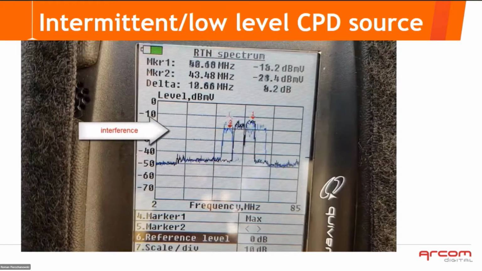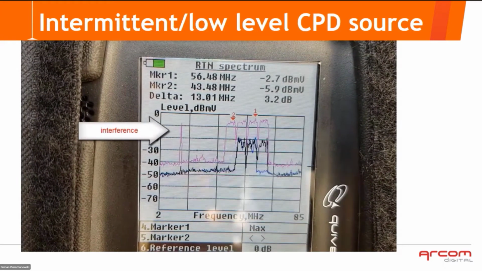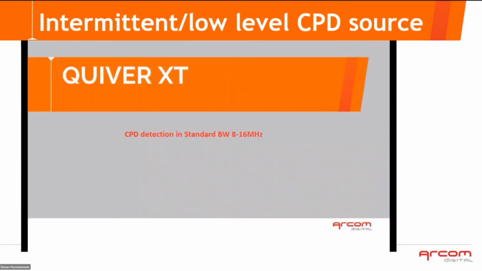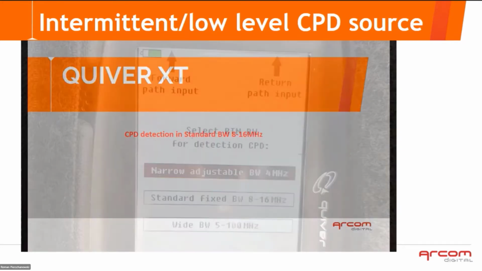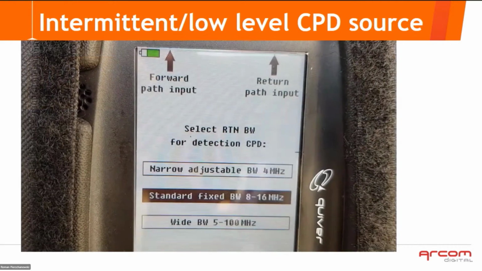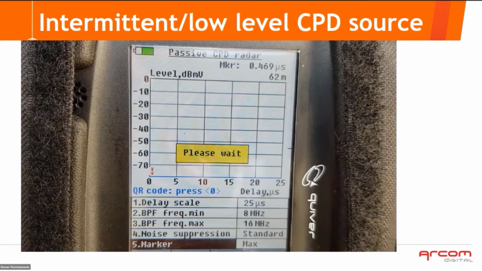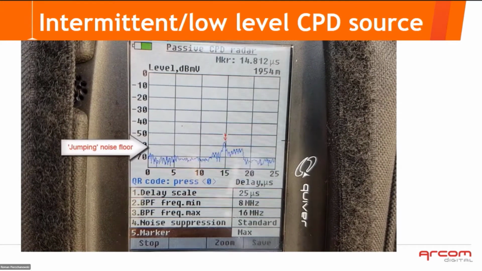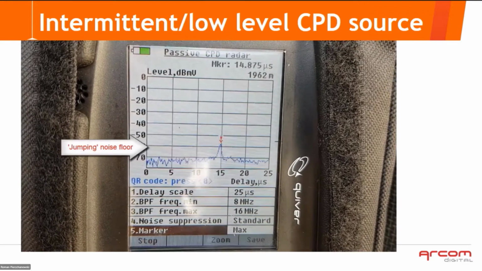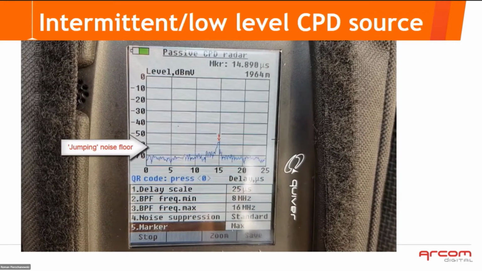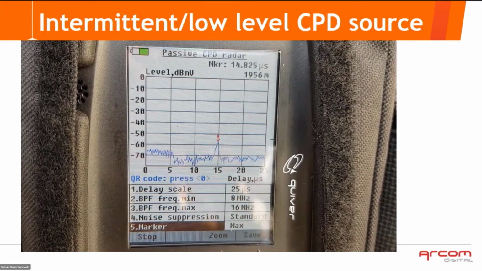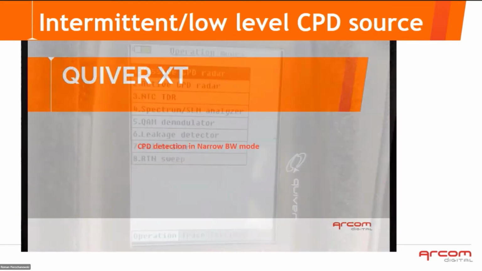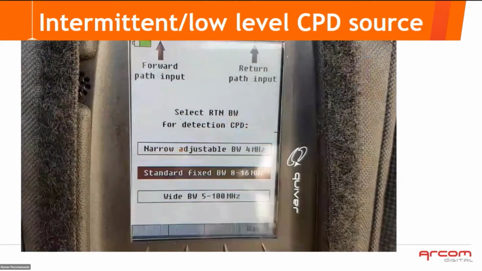You can see here on the record interference, the CW peak that is, and the other one that they are showing up in the bandwidth between 8 and 16 megahertz. We turn on CPD Radar in standard input band and we see a low level of the CPD peak and a jumping noise floor that is sometimes hiding it. For a trained user, this is not a big problem, but sometimes this jumping is much higher.